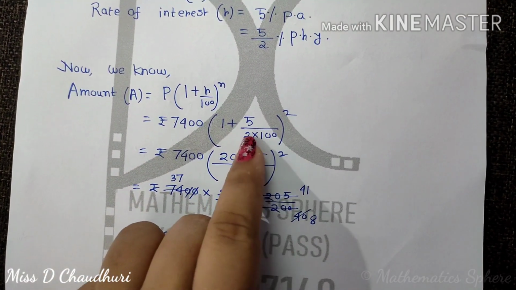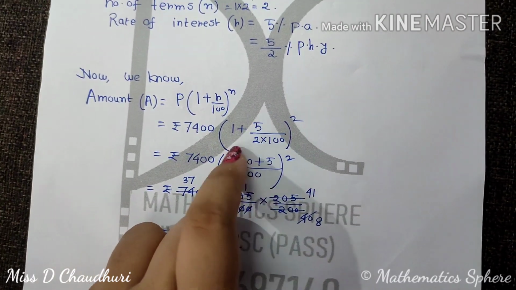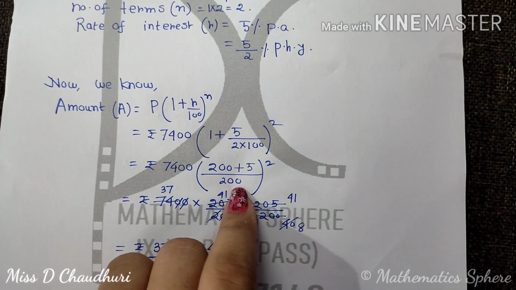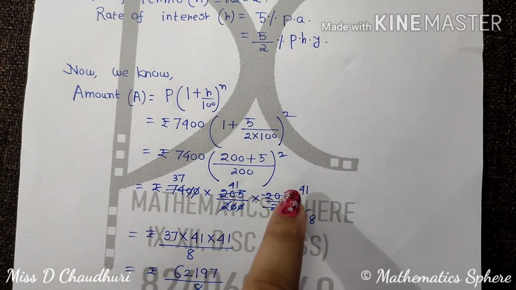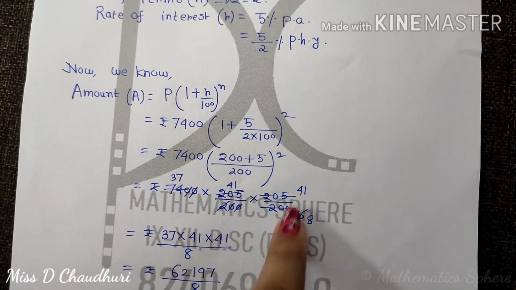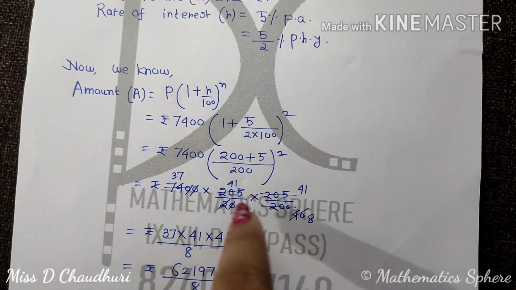Now see this LCM, this is 200. So this is 200 plus 5 whole divided by 200. I hope you understood this one. So now you do the calculation. So 7400 into 205 into 205 divided by 200 into 200, because whole square is there. So 2 terms will be coming.